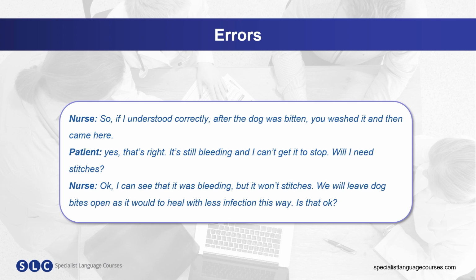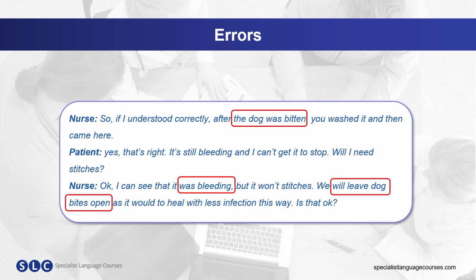There are more errors here, and they cause some strain for the listener. The dog was bitten actually means that the dog received the bite and not the patient, so this might confuse the listener. Was bleeding is using a past tense, and this suggests that it isn't bleeding now, which is not correct. We will leave dog bites open should be in present simple, as it's something which always happens in this kind of treatment. And the last error suggests that there will be some infection, which is not right.